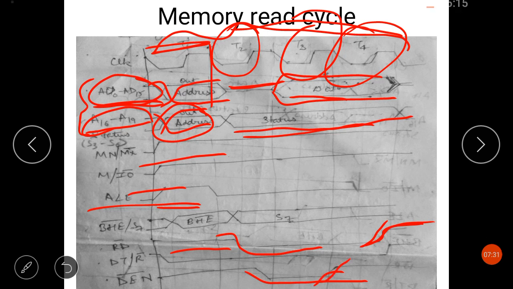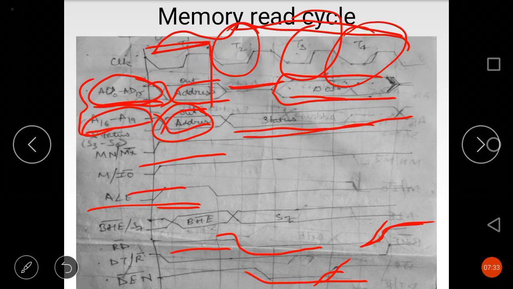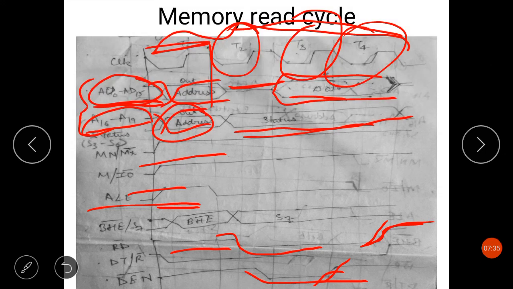So what is the purpose of the DEN bar signal, as I have told you? It informs the transceiver that the CPU is ready to send or receive data. So once the address reaches the memory, the microprocessor makes the DEN bar signal low in the T2 clock cycle, to tell the memory that it is ready to receive the data.